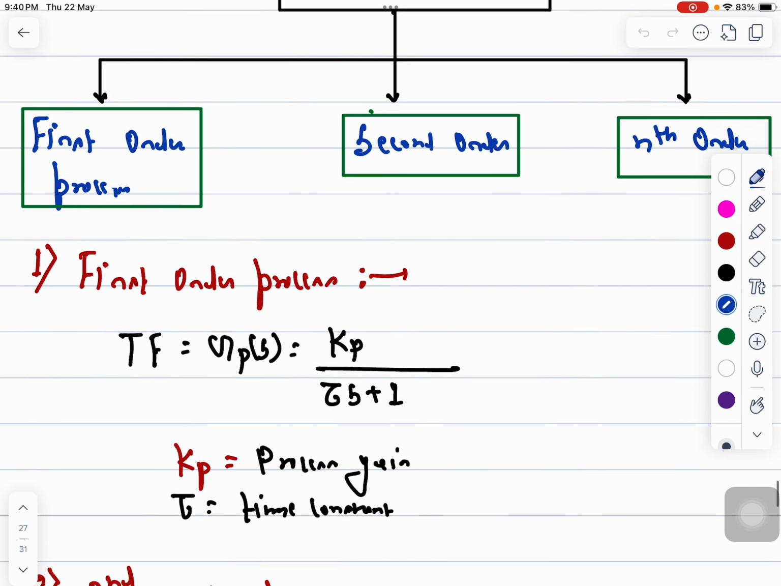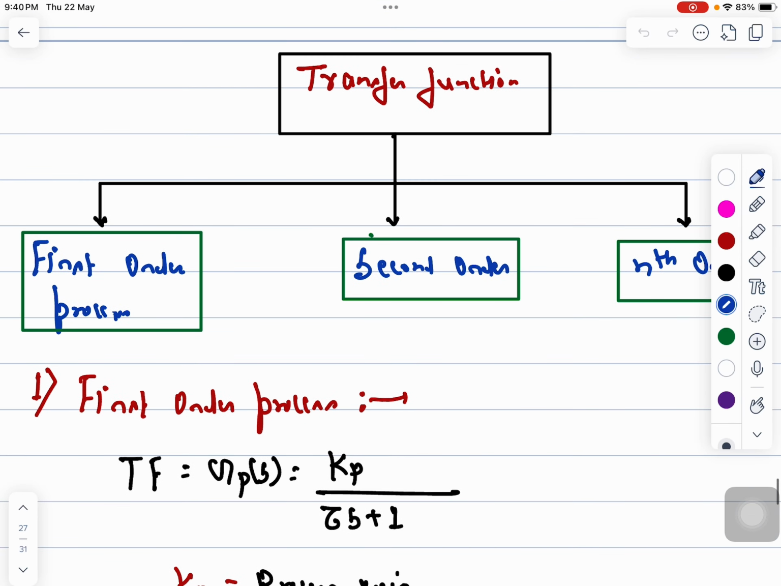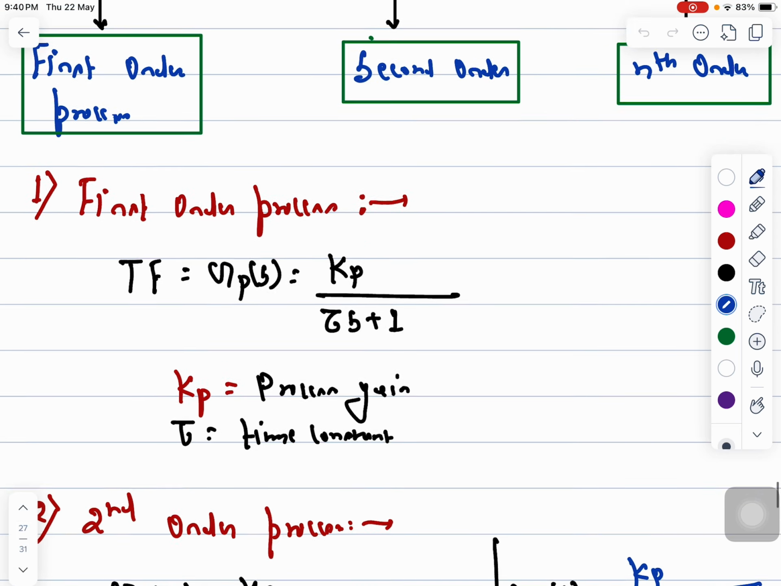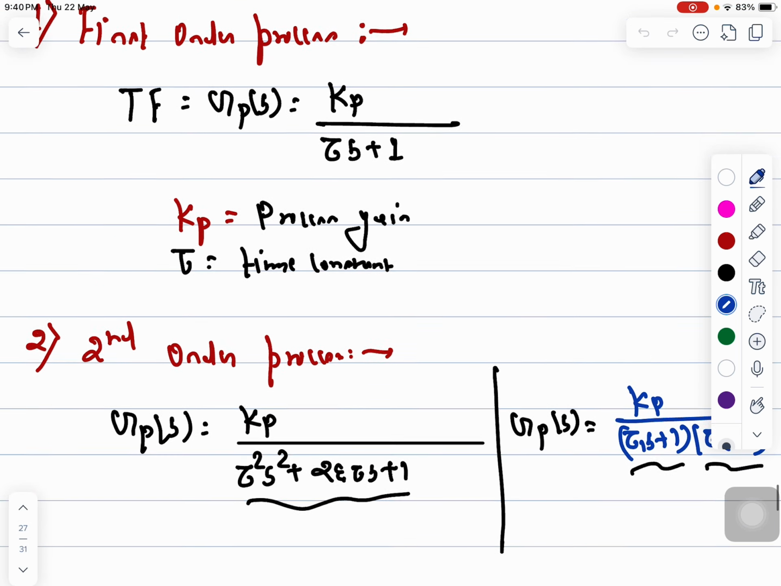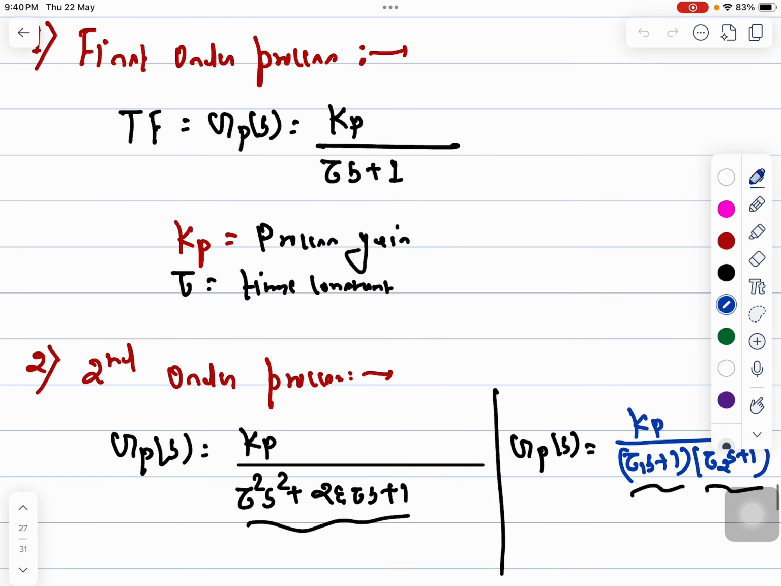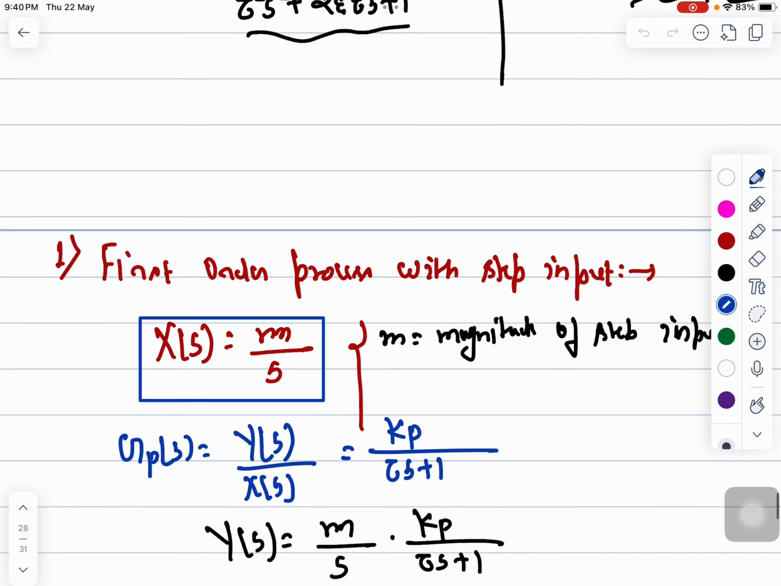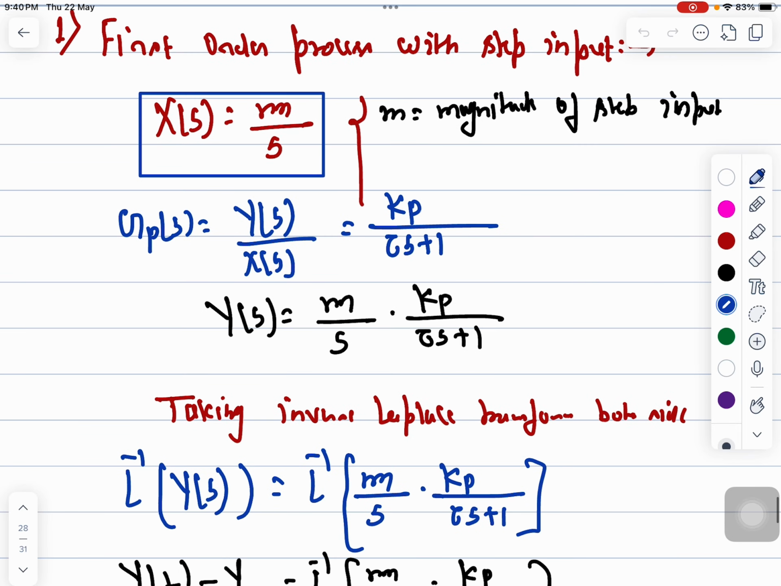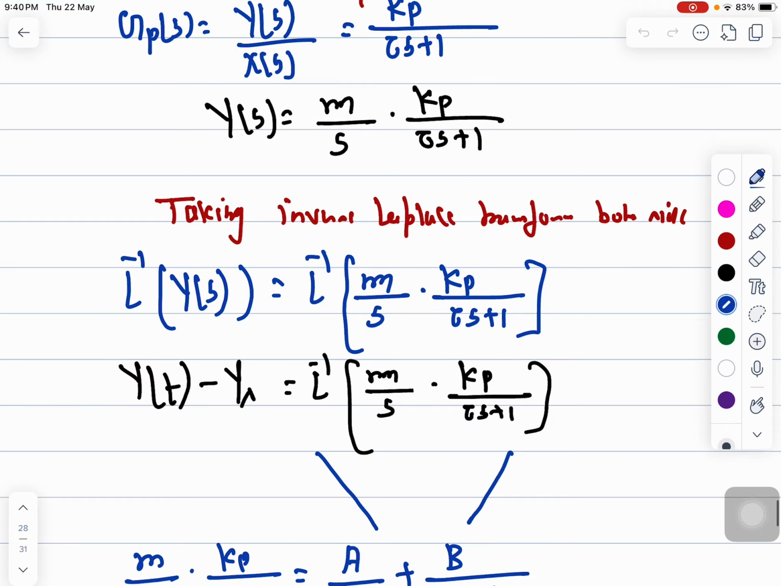balance and control, and there I started deriving the transfer function for the first order process, second order process, and nth order process. So here you can see on the screen that this is the transfer function for the first order process, then there is a second order process, and after that I also developed a mathematical formula for when we give a step input in a first order process having magnitude m, and what the output response will be.